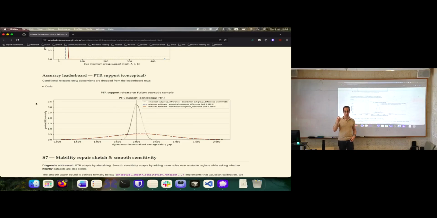Because propose-test-release, remember, is parameterized by something, which is my guess. If my guess was exactly the right one, I'll be in better shape than if my guess is the wrong one. The more pessimistic I am in my guess, the more noise I add even though I didn't have to. The more optimistic I am, the higher the chance that I'll just miss the mark and I will refuse. So that is why we have a trade-off.